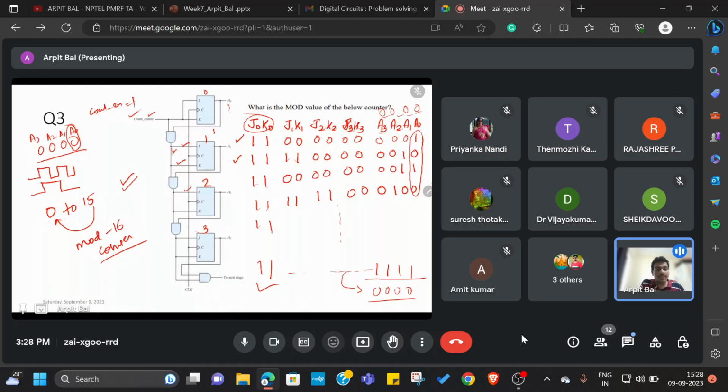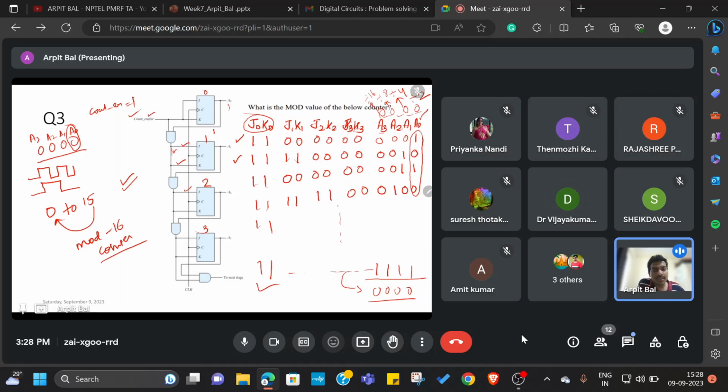So basically, if you take each of the outputs from A0, A1, A2 or A3, it is going to behave like a frequency division. If you take the A0 bit, it is going to behave as frequency division by 2. If you take the A1 bit, it is going to behave like frequency division by 4. Similarly, this will be by 8 and this will be by 16.